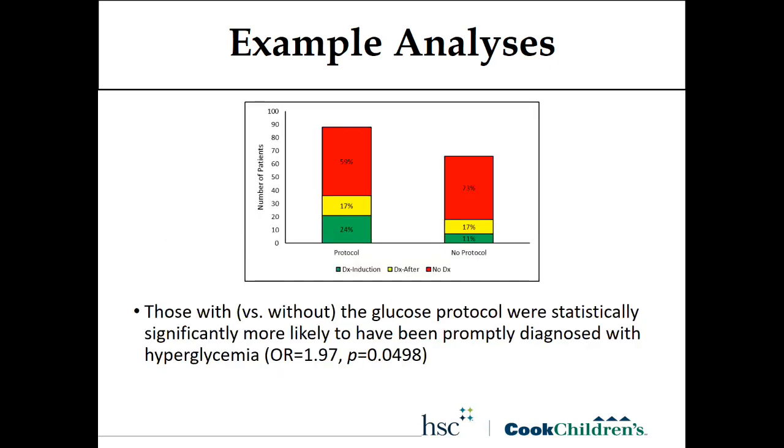And here I've broken up that same stacked bar chart, you may remember, with just diagnosis versus no diagnosis, the black being the diagnosis and the no diagnosis being the white. Here I split up that white category, 41%, into the 17% and 24% for the protocol group: 17% for diagnosed after induction therapy, 24% for the induction therapy diagnosis. I did the same with the no protocol group.